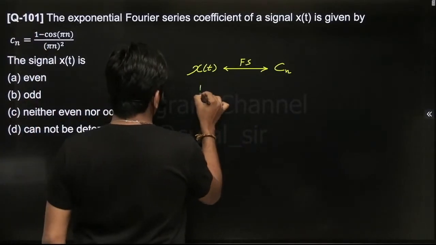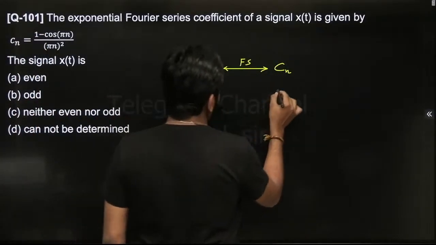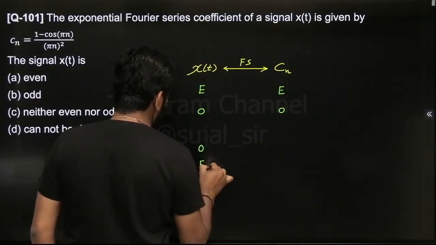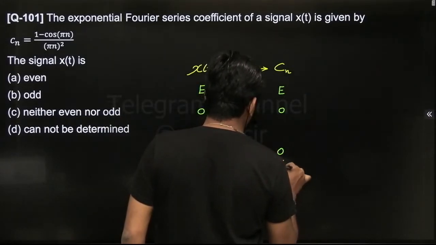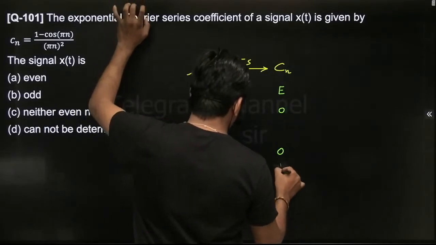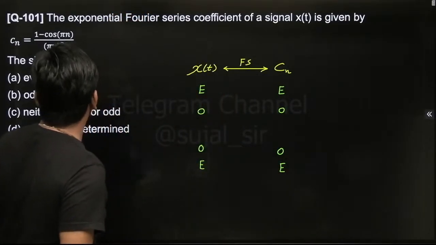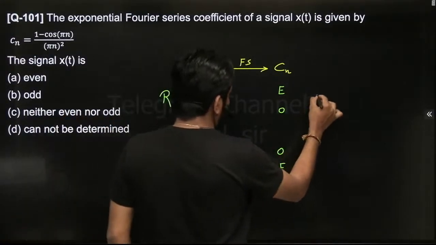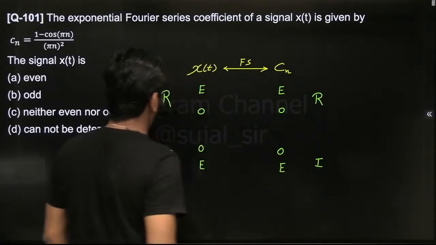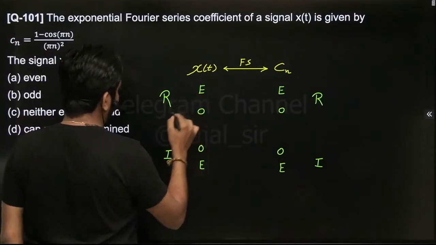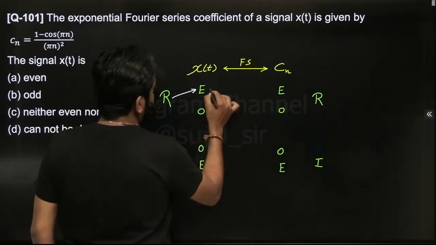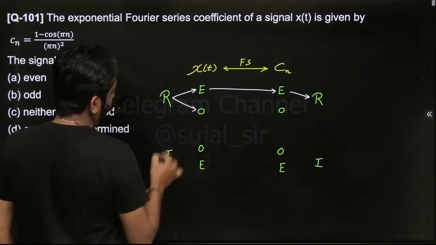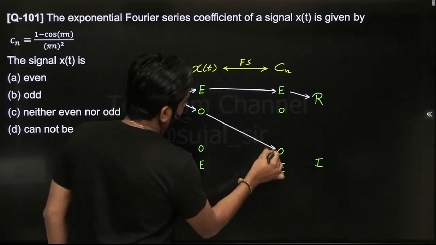Here we consider even signal, odd signal, real, imaginary. Just remember, if x of t is real and even, then Cn will be even and real. If x of t is real and odd, then Cn will be odd and imaginary.